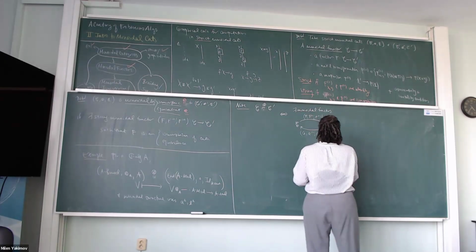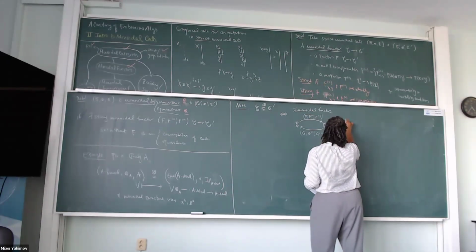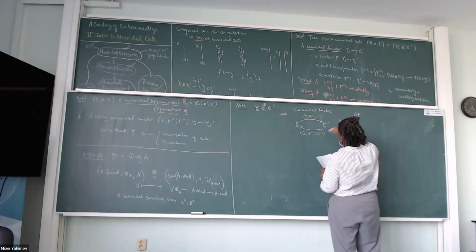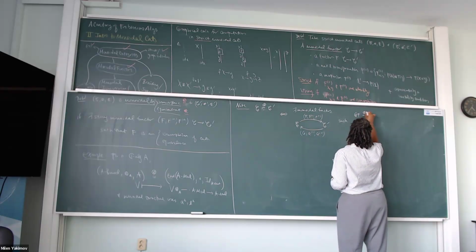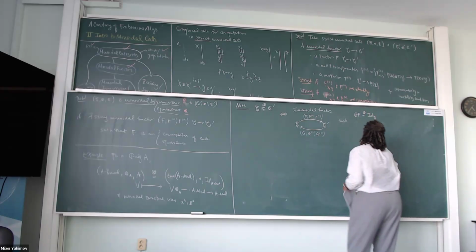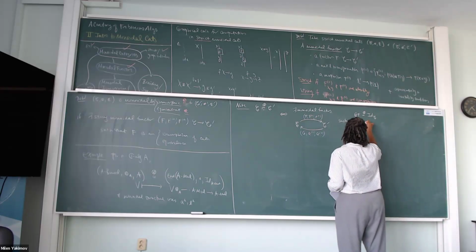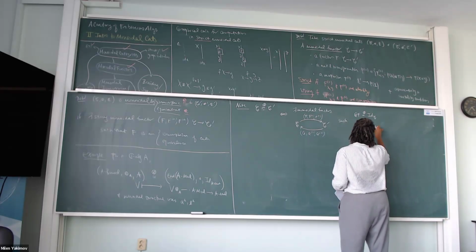Okay, such that we have that GF, first F and then G, is actually equal to the identity monoidal functor on C, and FG is equal to the identity monoidal functor on C prime.